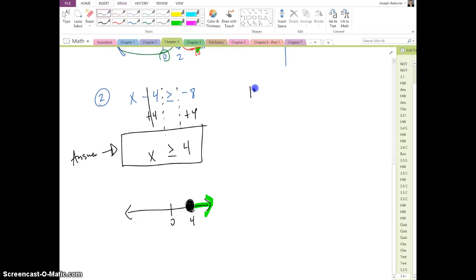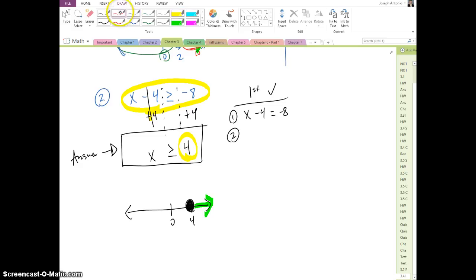So if I check my work, again, the first check is I take my original inequality and I make it an equation. So I say x minus 4 equals negative 8. I plug in my answer 4 right here. All right, 4 minus 4 equals negative 8. 4 minus 4 is 0. Oh no, you see that I made a mistake. 0 does not equal negative 8.